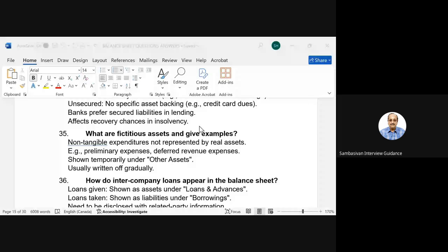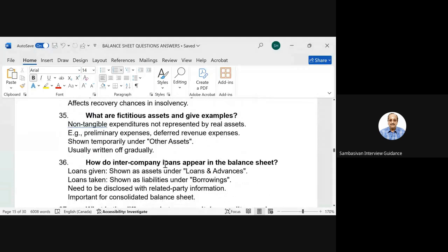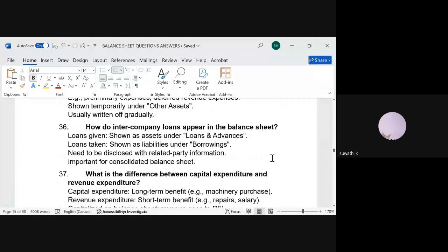Balance sheet. I asked Swati to start reading. Swati, please read from 36 to 40. What is the difference? So that's 6. How do intercompany loans appear in the balance sheet?